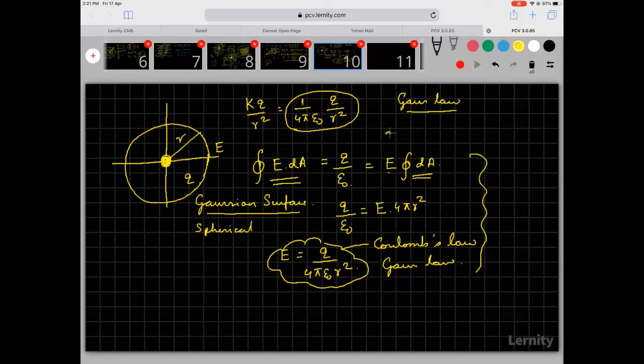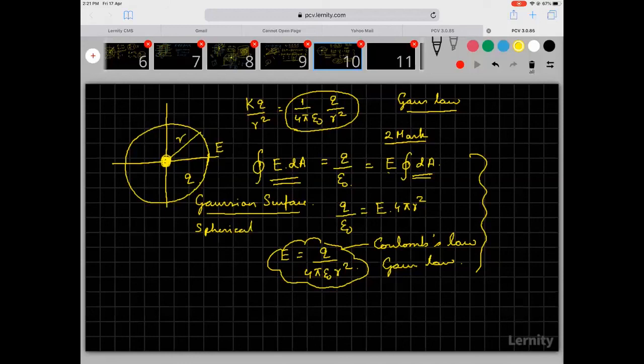This is a 2-mark question that you will get in your board exam: derive Coulomb's law using Gauss law. It can be a part of a 5-mark question, where the first part is what is Gauss law, then what is electric flux, then derive Coulomb's law using Gauss law. So I explained to you the Gaussian surface, and why I took a spherical one, so that I can make my integral easy.